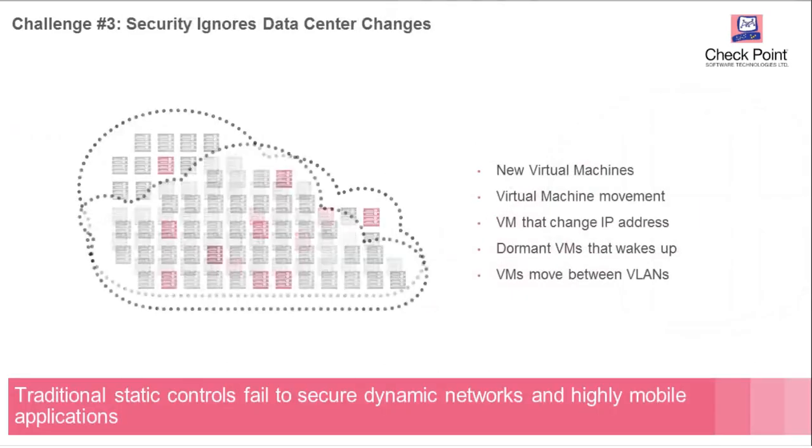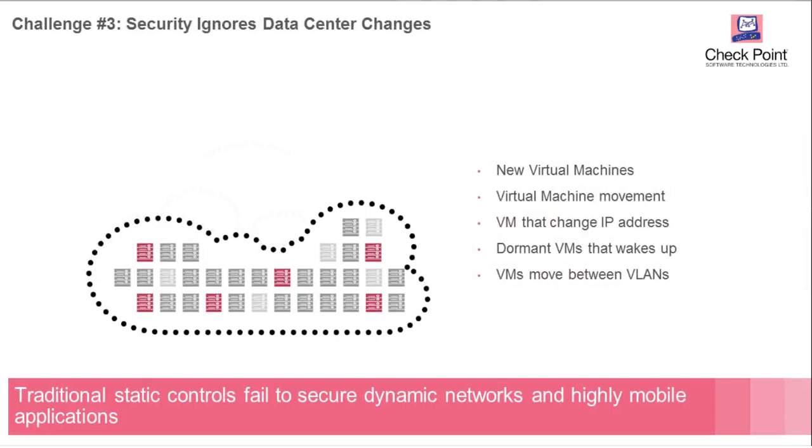The third challenge is that it ignores data center changes. In our day-to-day operations in the server team, we may spin up new virtual machines. We may then move virtual machines from one physical host to another. We may change the IP address of a virtual machine. We may have dormant virtual machines that wake up, maybe because they're configured behind a load balancer, and as that load balancer reaches a threshold, it requires a spin up of a new virtual machine to increase the capacity. Or it could be virtual machines that just move between different VLANs. Either way, there are a number of day-to-day operations our server teams do.